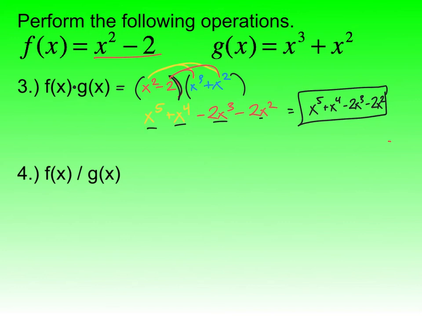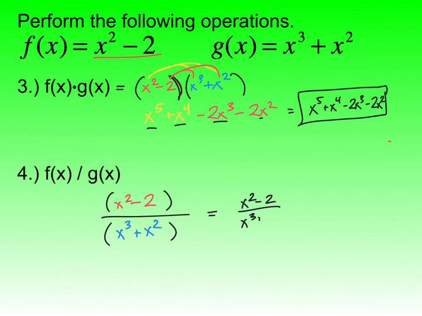And then next one, lastly, we have division. F of x divided by g of x. So again, I would set it up f of x over g of x. I think it's easier to see division that way. So it's x squared minus 2 over x to the third plus x squared. And at this point with division, I know a lot of you are going to want to reduce the x squareds, but it's not possible because they are not the same. So my answer is x squared minus 2 over x to the third plus x squared. That is the answer.